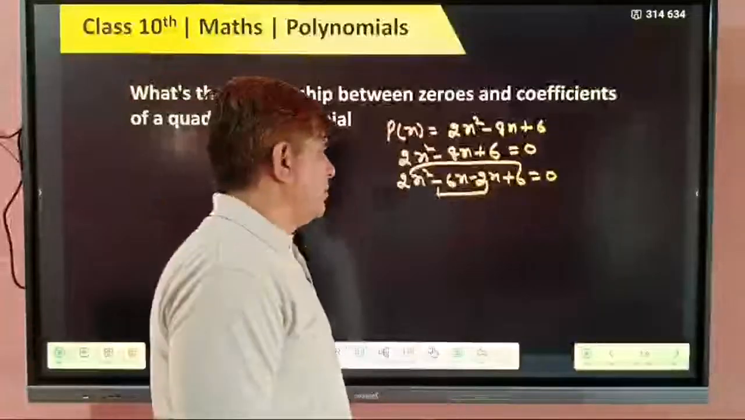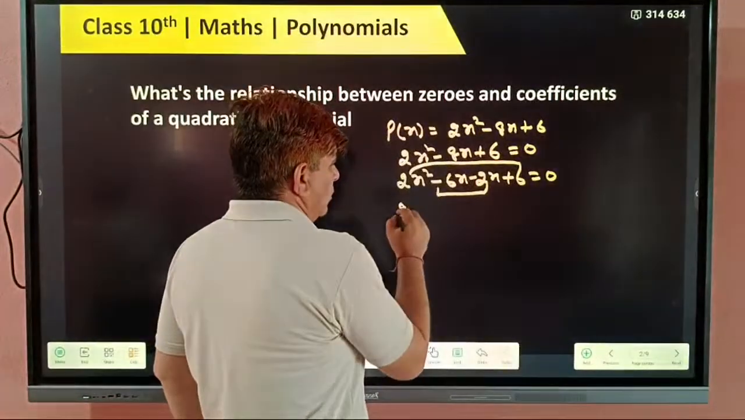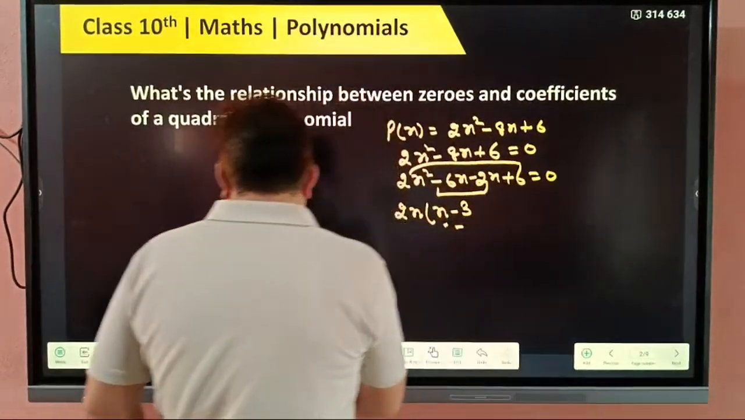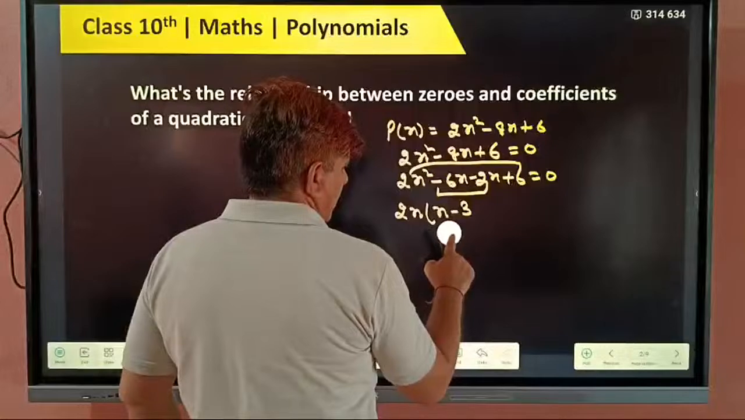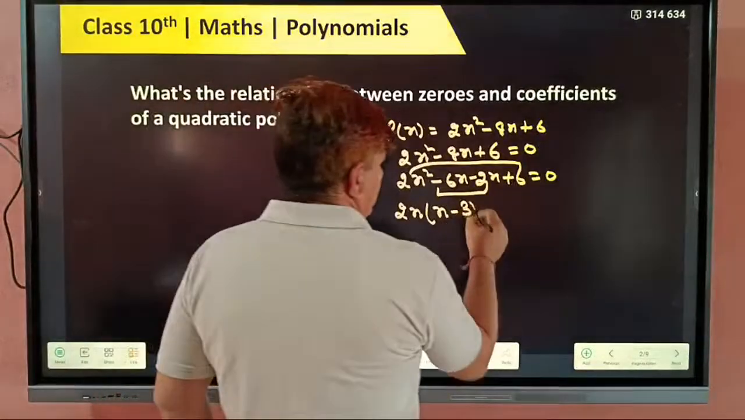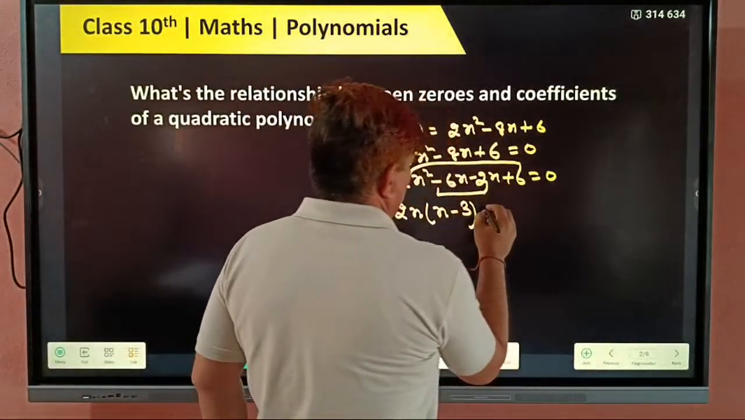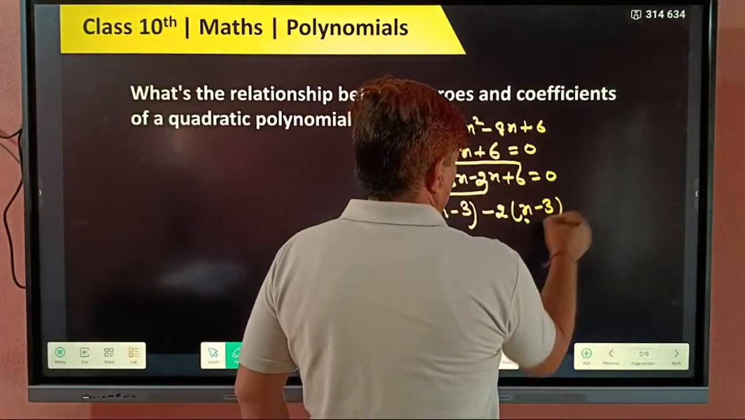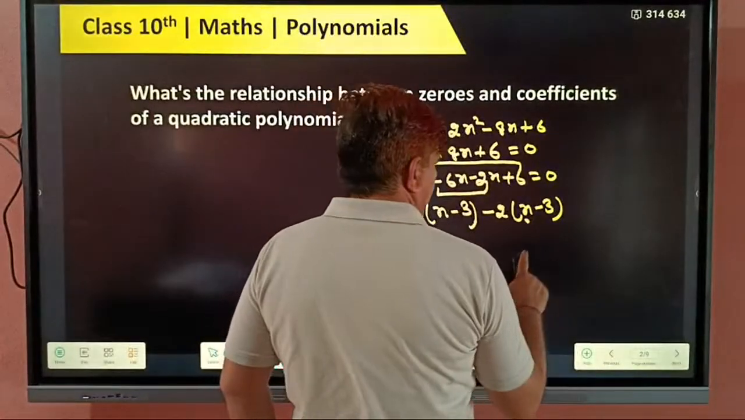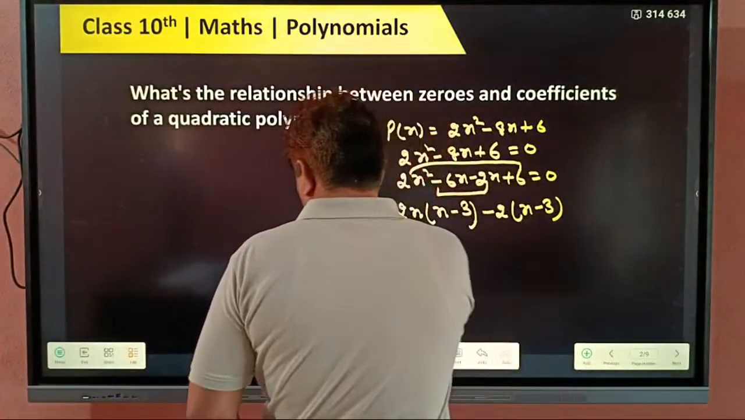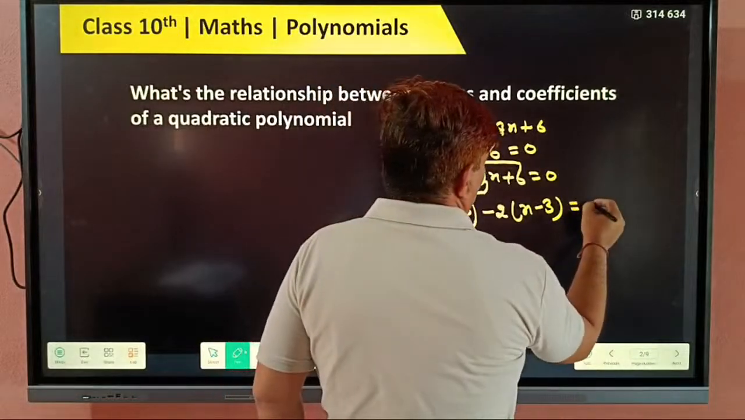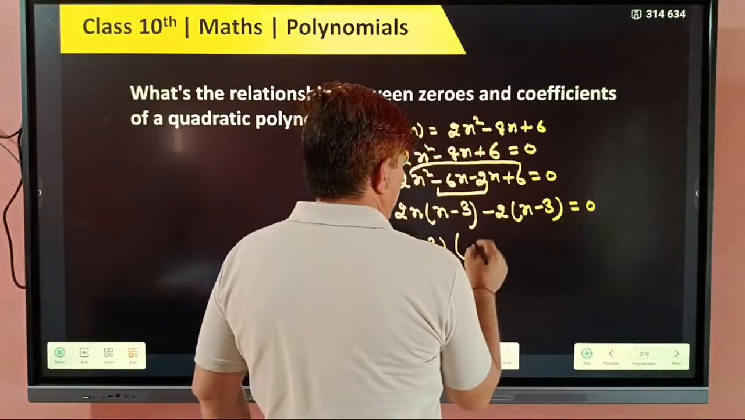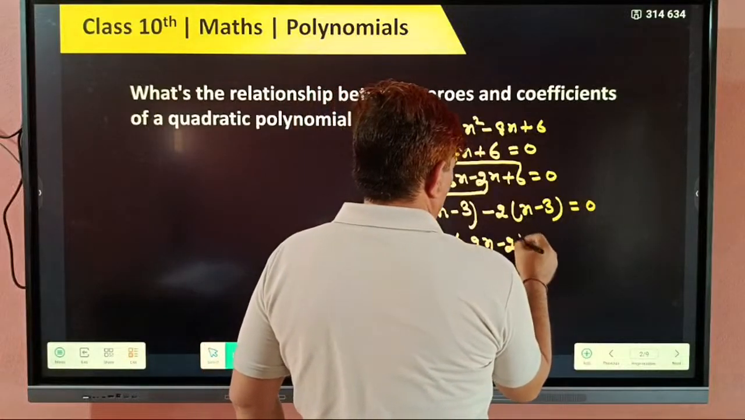Your splitting the middle term method is right. So what's common here? 2x is common, so x minus 3 is left here. Then in the last two, what's taken common? Minus 2 is taken common, and x minus 3 is left. Yes or no? So we have taken this equal to 0. What's common? x minus 3 is common. What's here? 2x minus 2 is equal to 0.